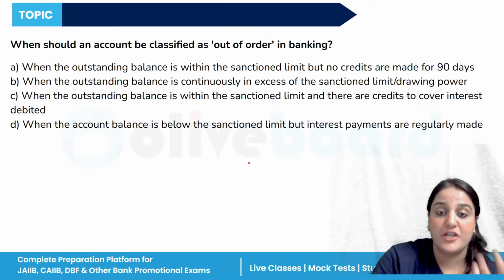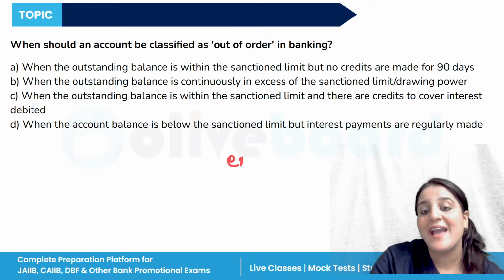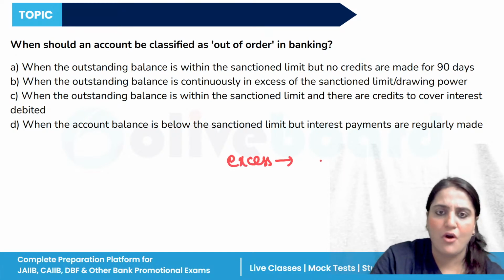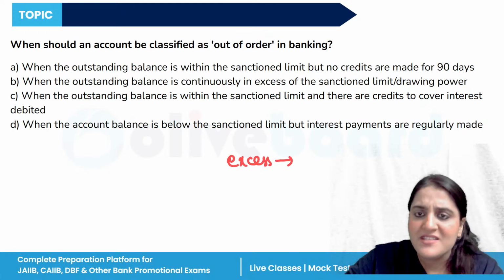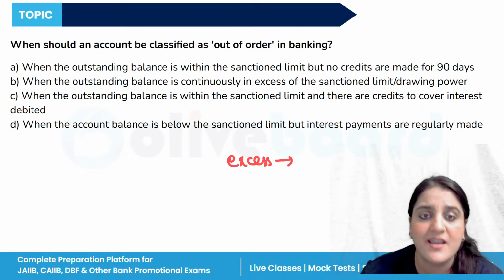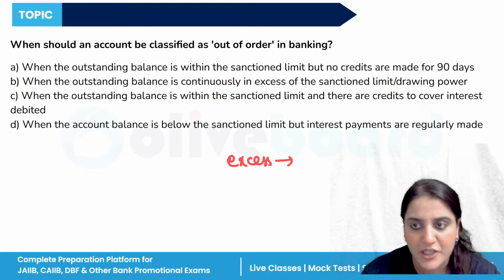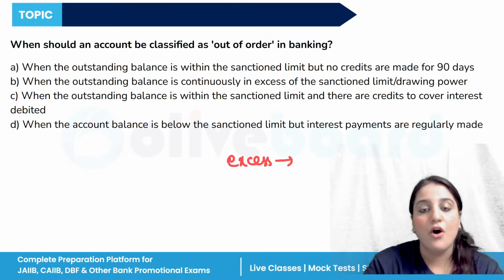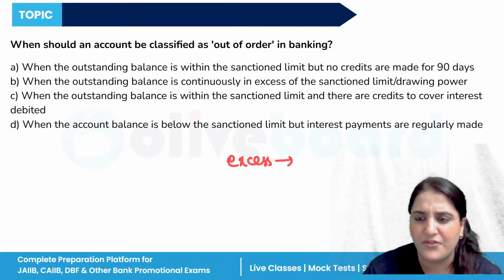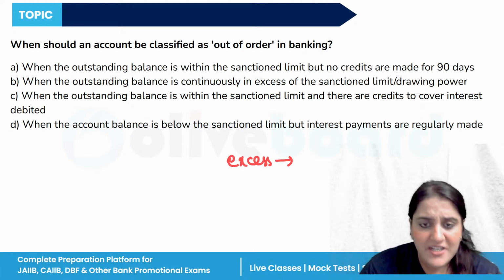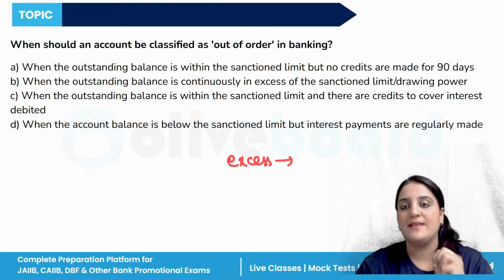An account should be treated as out of order if the outstanding balance remains continuously in excess of the sanction limit or drawing power. In cases where the outstanding balance in the principal operating account is less than the sanction limit or drawing power, but there are no credits continuously for 90 days as on the date of the balance sheet, or the credits are not enough to cover the interest debited during the same period, these accounts should be treated as out of order.